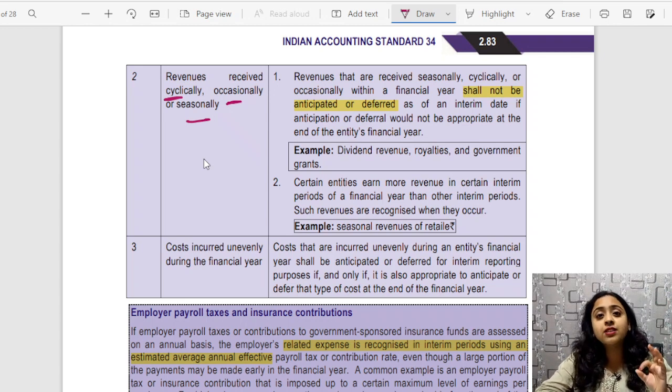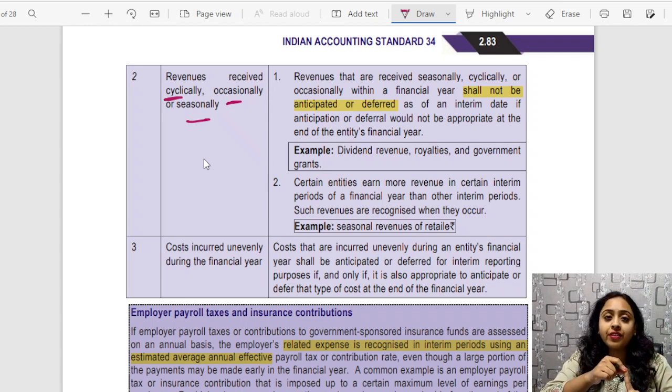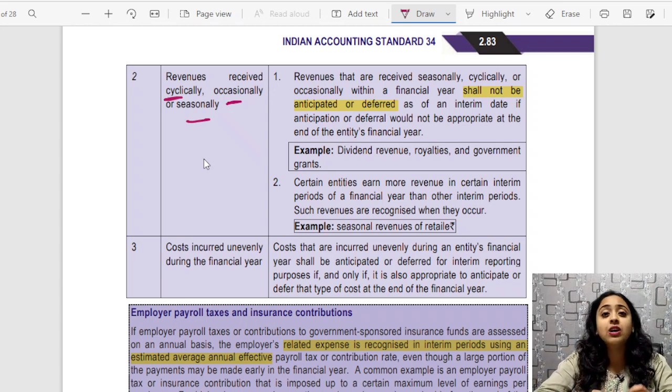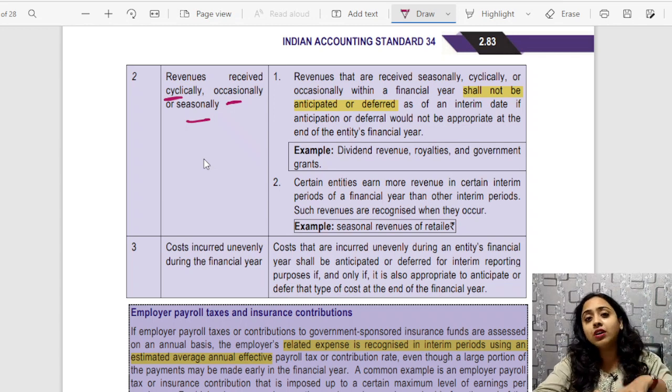So there is a rule that you will not defer, you will not postpone, any revenue that has been generated. If quarter 1 has high sales, then you will record such high sales in quarter 1 while you are preparing the interim FS. This is a golden rule over here. Same goes for the cost.